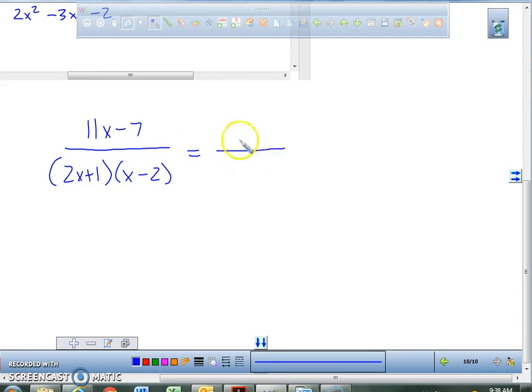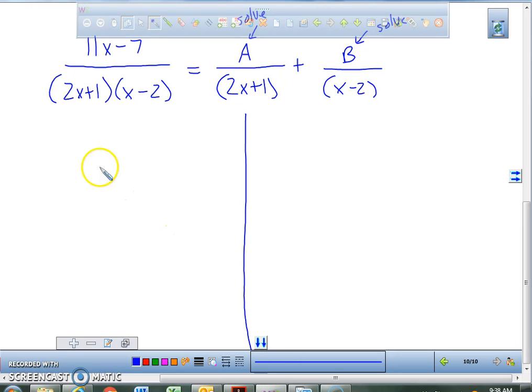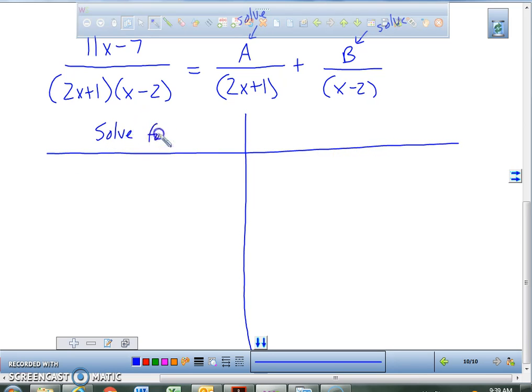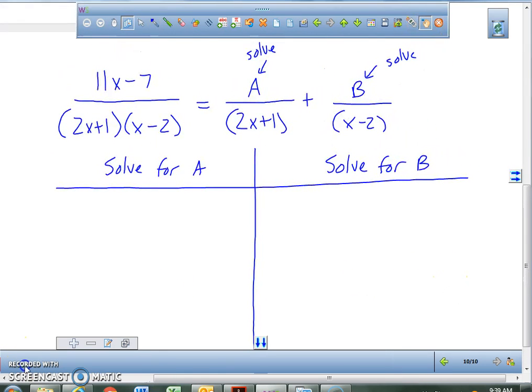And we're setting that equal to a value that we're searching for. We're going to solve for this guy. We're going to put him over 2x plus 1 plus B over x minus 2. And we're going to also solve for B. So once you have this written down, I need you to break your paper into 2 columns. Just make 2 columns. One column I want you guys to write solve for A. Next column I want you guys to write solve for B. So go and get that all set, ready to go.